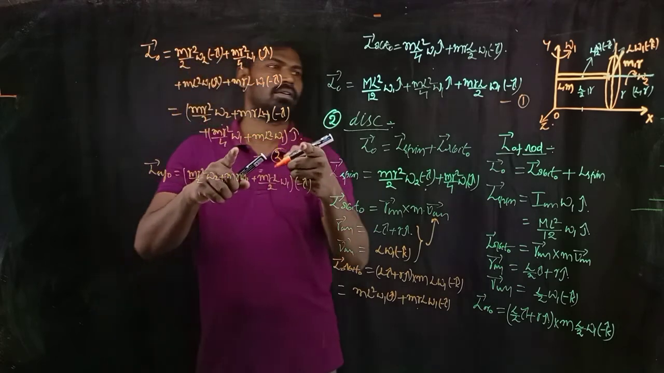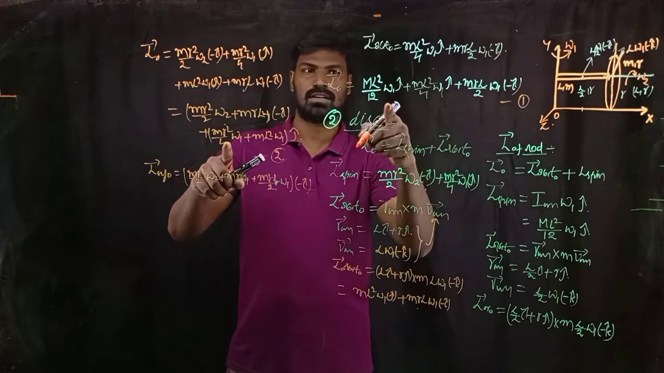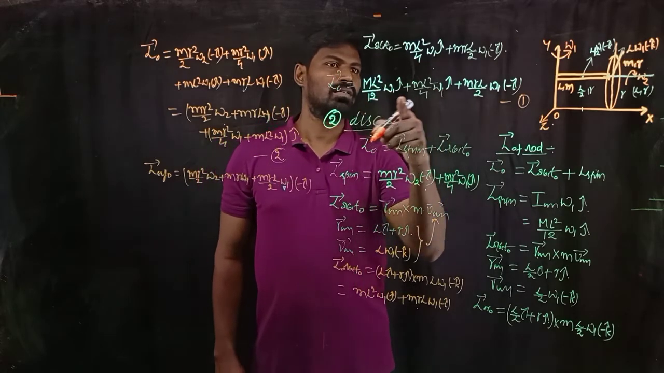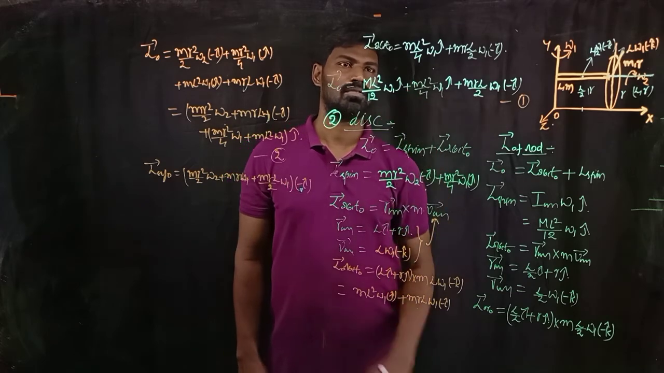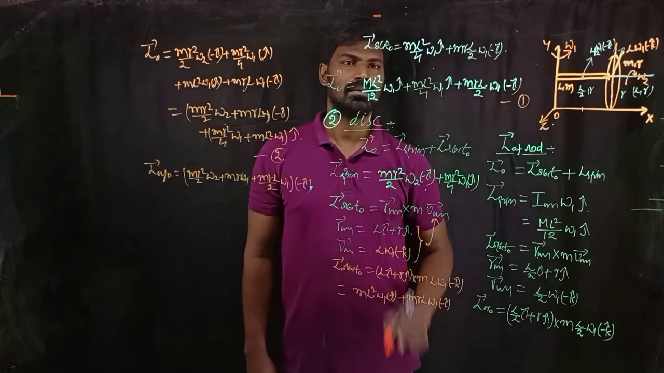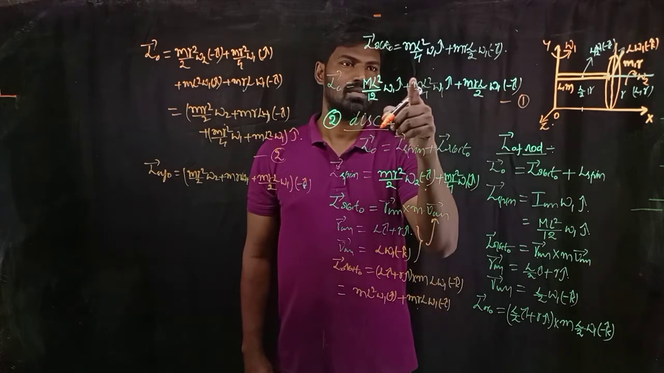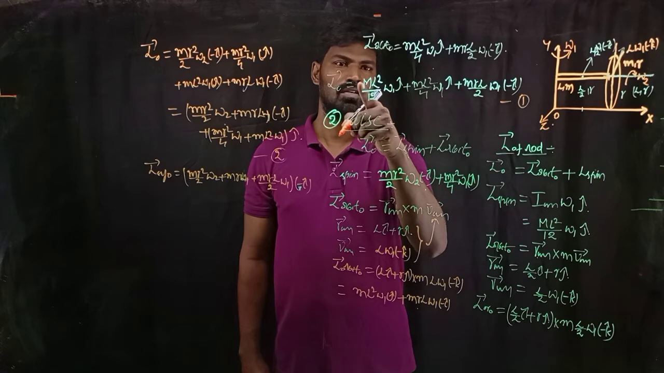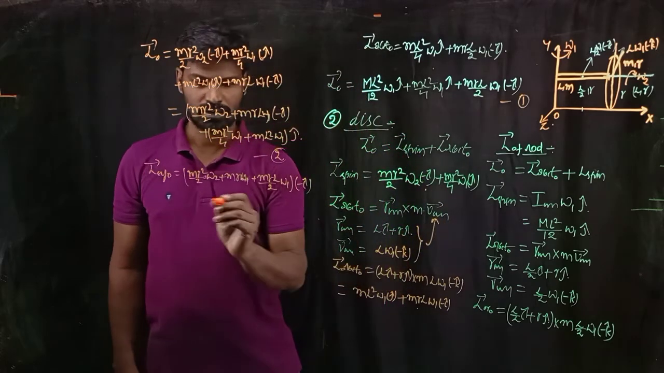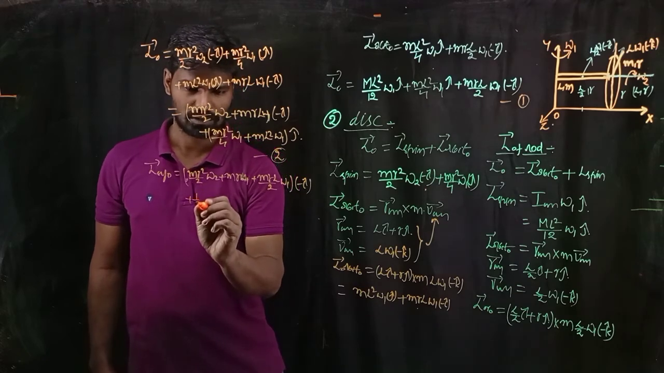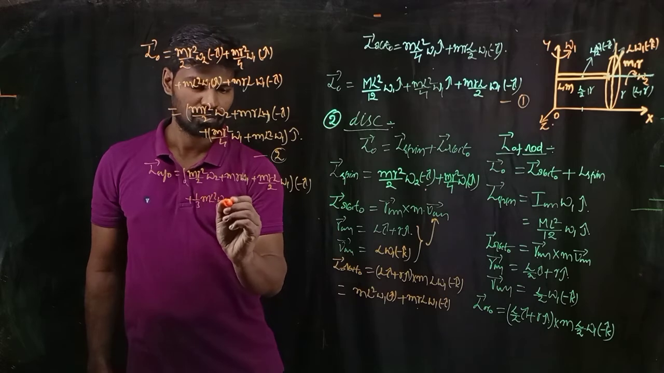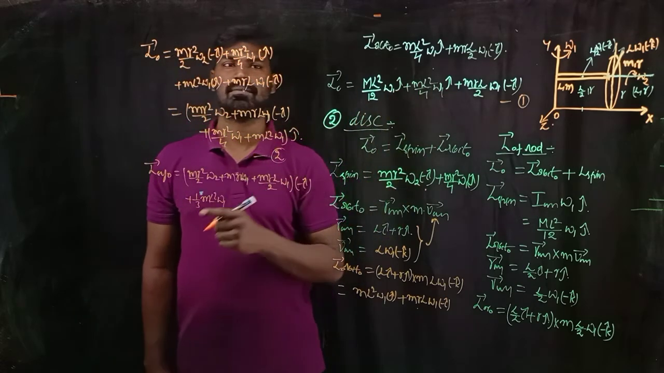Okay, next j cap components. How many j's are there? Two j's are there. Is there any possibility for adding? Yes, here I can add these two: 1 by 12 plus 1 by 4. How much will we be getting? 3 plus 1, 4. 4 divided by 12 means 1 by 3. So directly I am writing here plus 1 by 3 M L square omega 1. All these are pointing in j cap direction only.